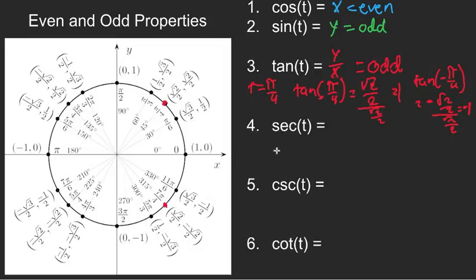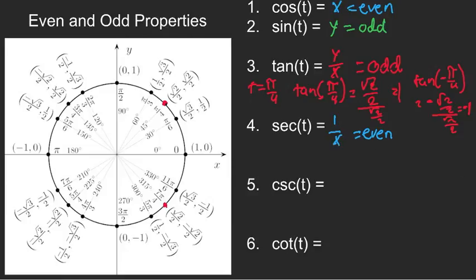Right, now let's look at the secant function. So secant of t we know equals 1 over x. And because this is just the reciprocal of the x function, which we know is even, we can say that this is also an even function. Because when you take the reciprocal of any value, it doesn't change whether it's negative or positive. So the x function is still going to be even.